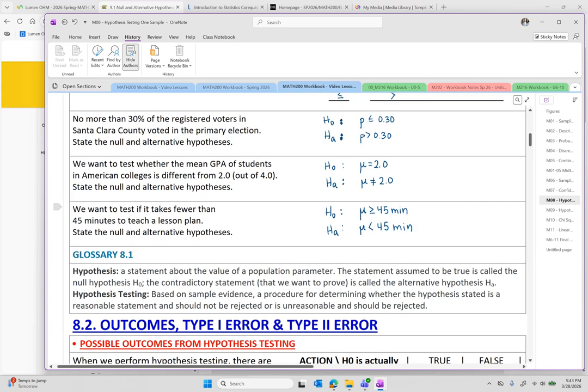So for this section, the goal is to understand what a hypothesis is and how hypothesis testing will work, which is to determine the null and alternative hypotheses and state them correctly. After that, we will begin our hypothesis test, which will be based on data collected.